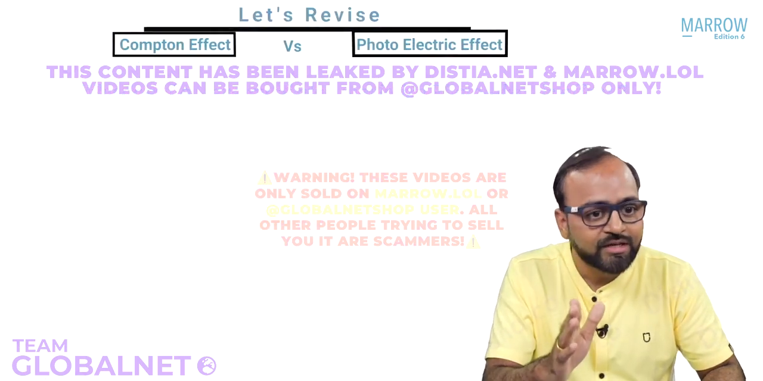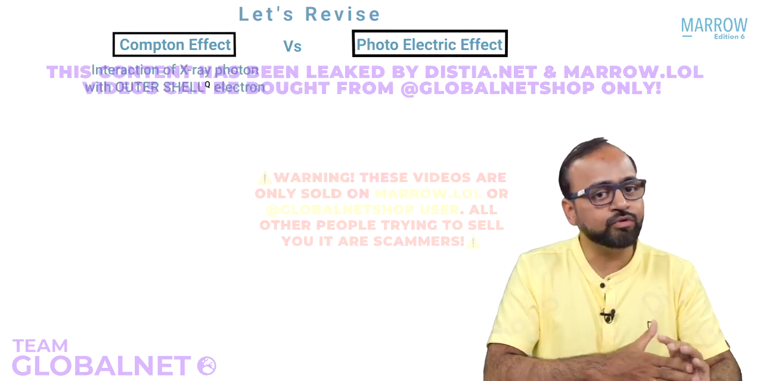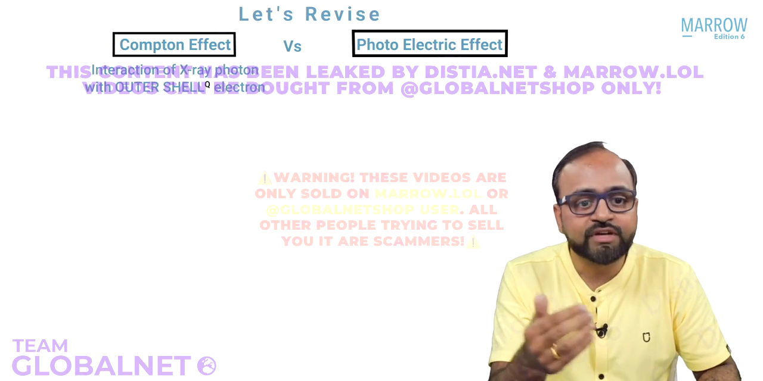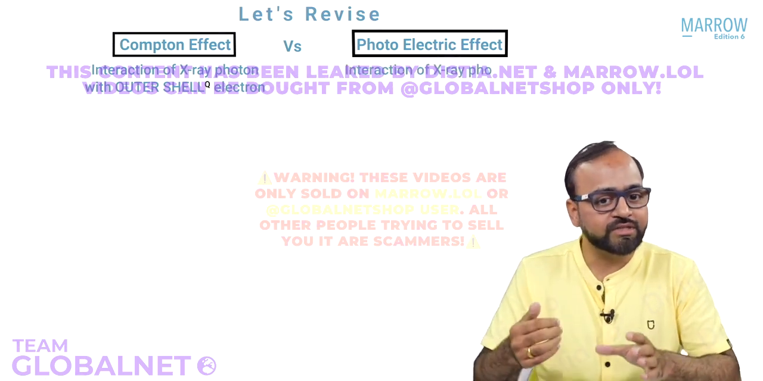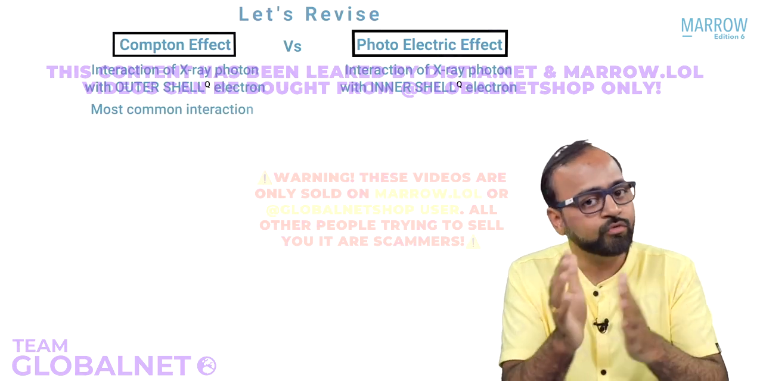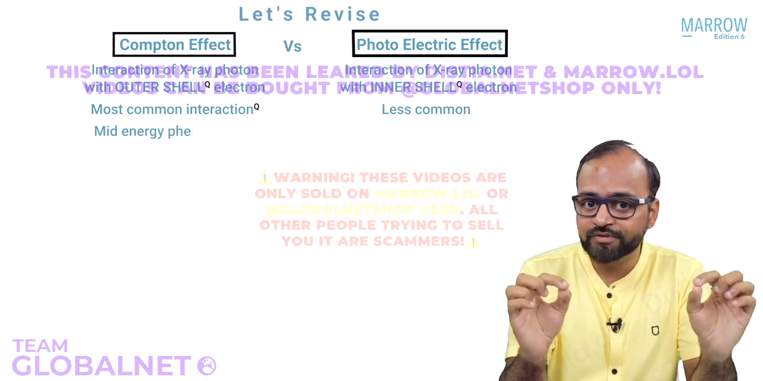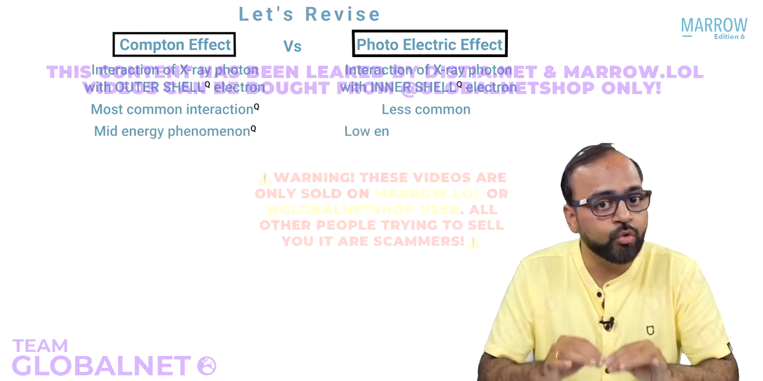Now let us quickly revise Compton effect and photoelectric effect. We have just seen that. Let us quickly revise. What is Compton effect? It is an interaction of an X-ray photon with an outer shell electron, whereas photoelectric effect is interaction with an inner shell electron. Compton effect is the most common interaction. Photoelectric effect is relatively less common. Compton effect is called a mid-energy phenomenon. Photoelectric effect is called a low-energy phenomenon.